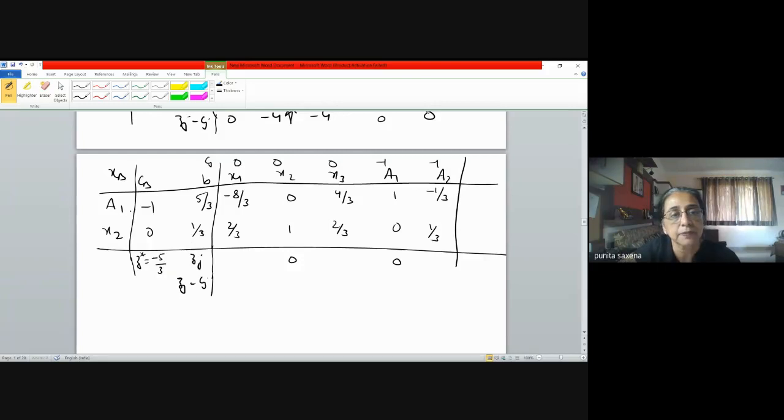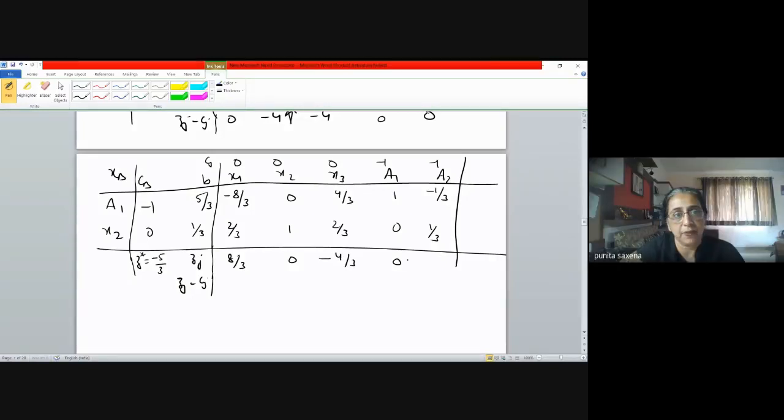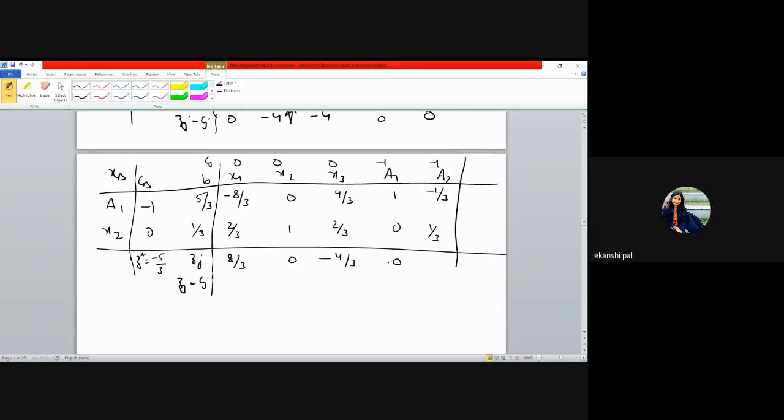तो सिंपल है, क्योंकि नीचे वाला तो कोफिशिएंट 0 है. So it's simply 8 by 3, 0, minus 4 by 3, plus 0, 1 by 3.